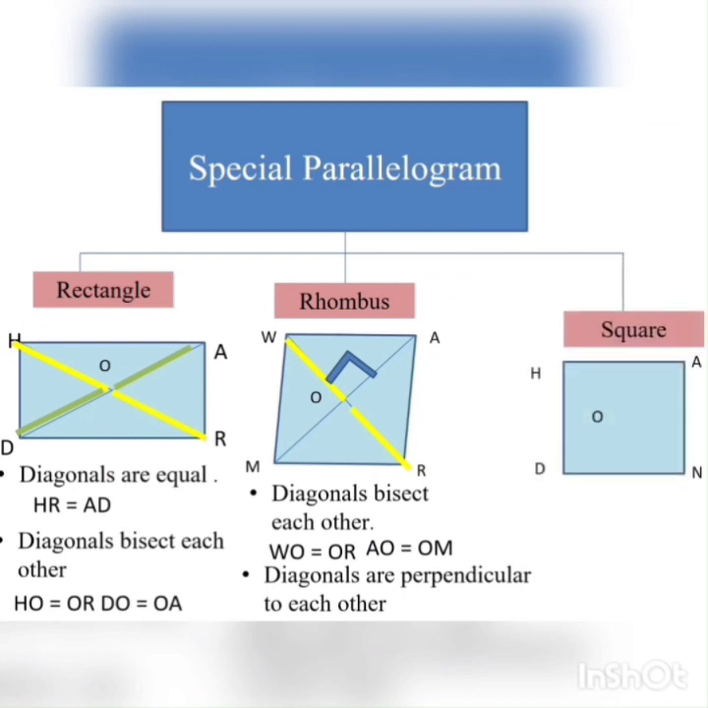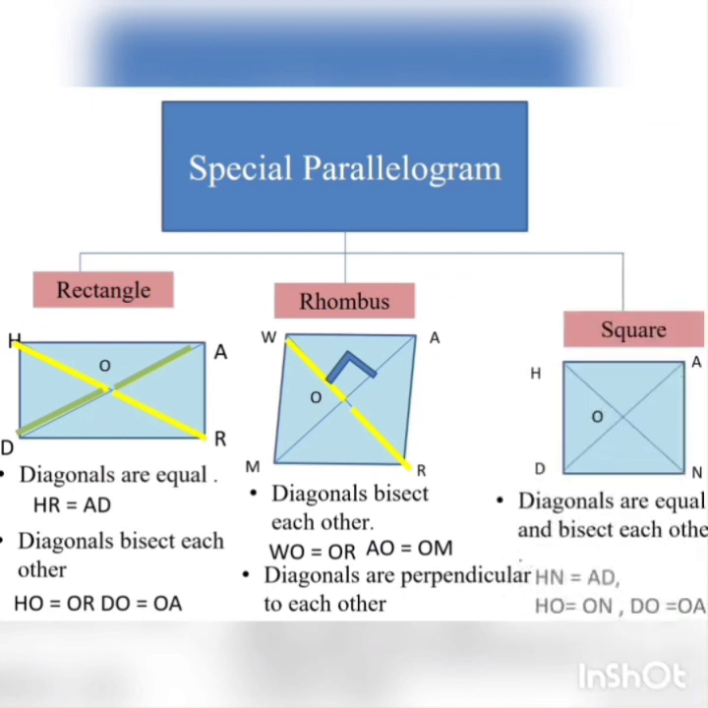Our third parallelogram is the square. Over here, diagonals are equal and they bisect each other. That means HR is equal to AD, HO is equal to OR and DO is equal to OA. Let us solve some problems.